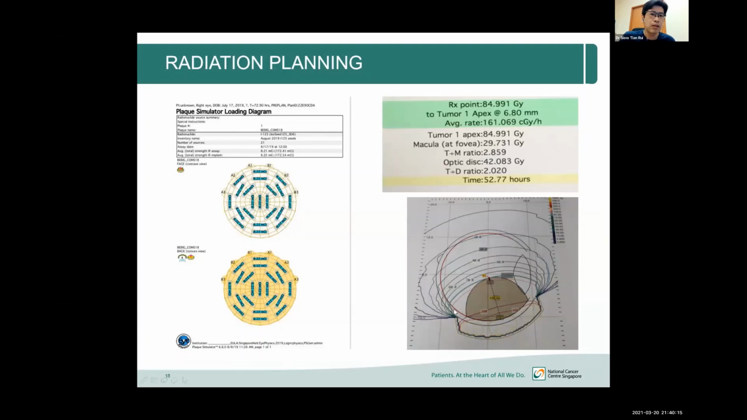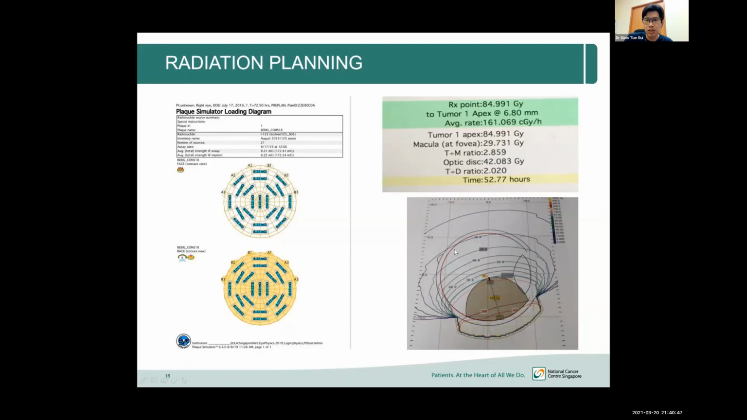So with the plaque simulator software, this is the plan that's generated, and these are basically the numbers. This is a standard placement of the iodine seeds. And then we have the treatment point, which is the apex of the tumor. For this tumor, it's 6.8 millimeters, which will receive 85 grays. And then there are the numbers reported for the macula and the various other organs at risk. This is the 2D plan that's generated from the plaque simulator software.